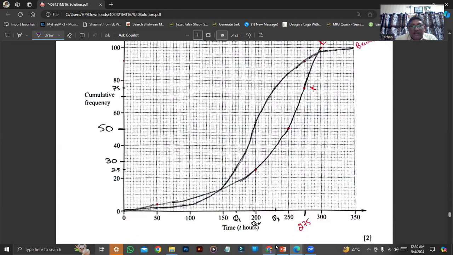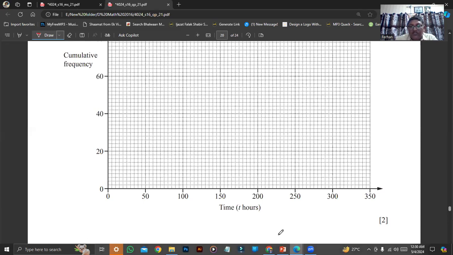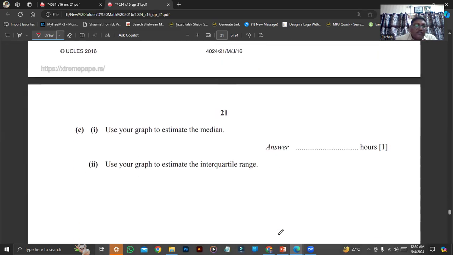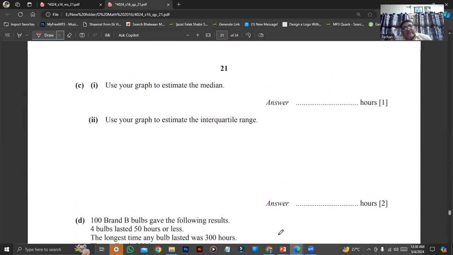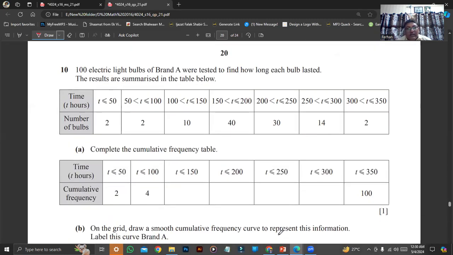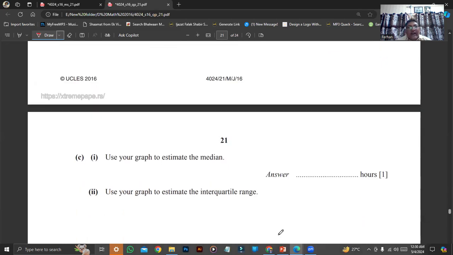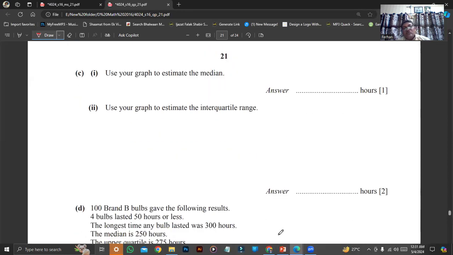Then they are asking us another question. Now here we have that question. It says, use your graph to estimate the median. And then they say, use your graph to estimate the interquartile range.